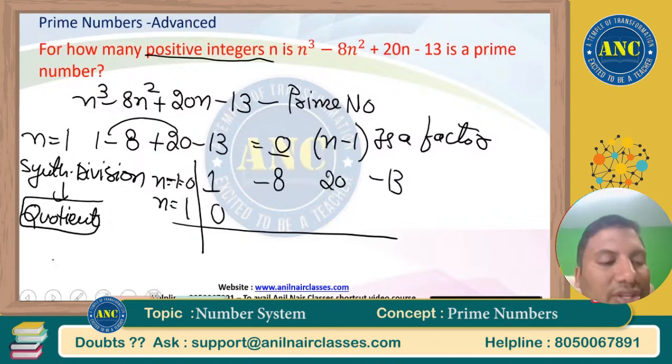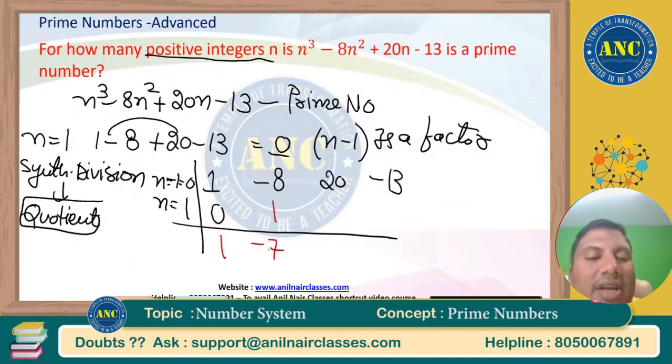Starting with 0. The n cube coefficient and the n coefficient both are the same. 1 plus 0 is 1. 1 ones are 1. Minus 8 plus 1 is minus 7. Minus 7 into 1 is minus 7. 20 minus 7 is 13. 13 ones are 13. Remainder is 0.